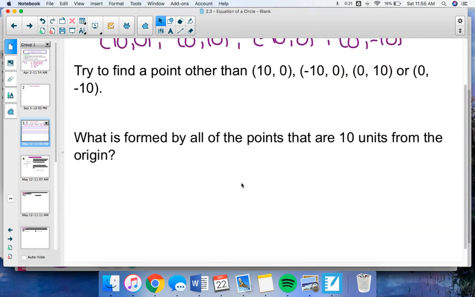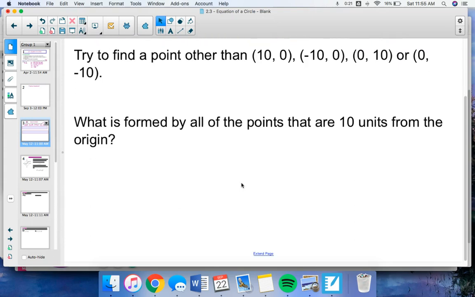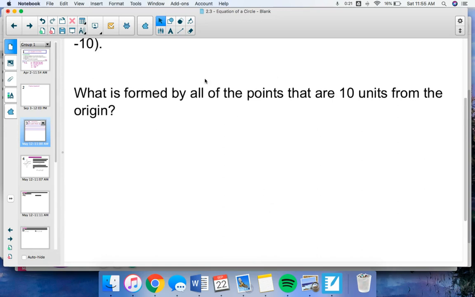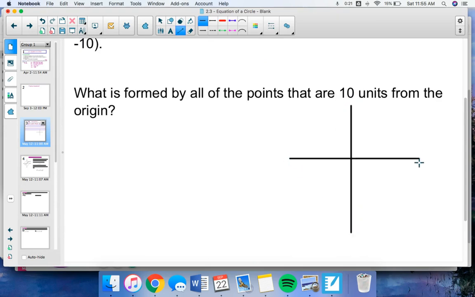So in your investigations there, you should have seen something that happened. So what is formed by all the points that are 10 units away from the origin? Okay. So if we have our axis here, and from before, we found our points. There's a point there, point there, point there. We found a point there. Okay. So when you found the other points, it should have started to look like this.